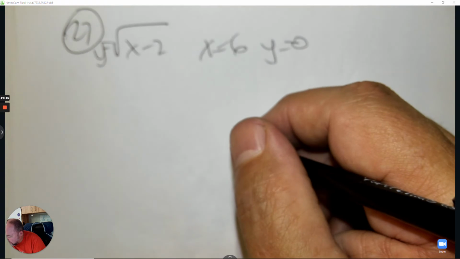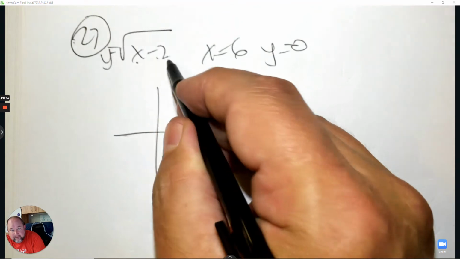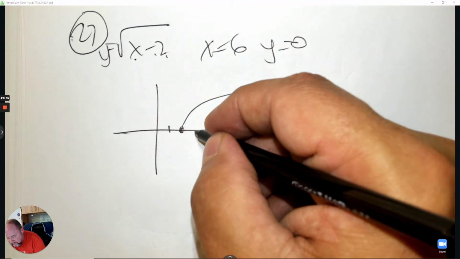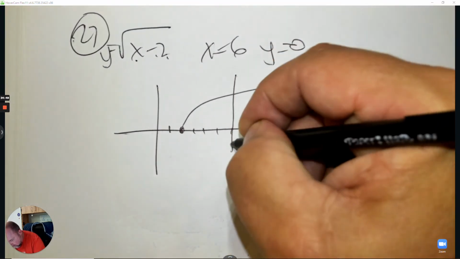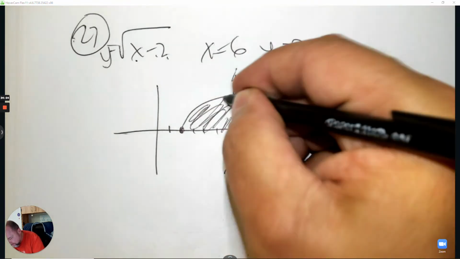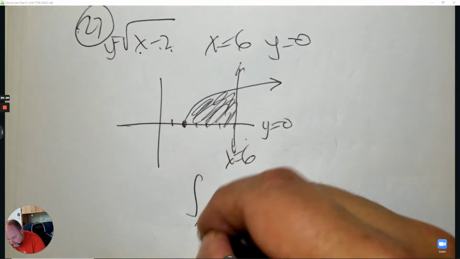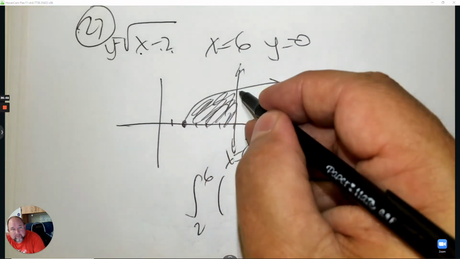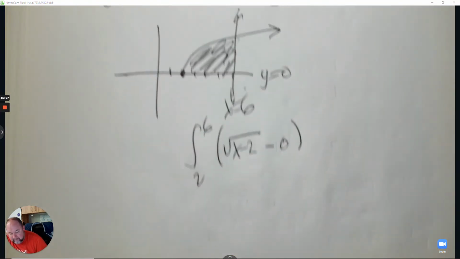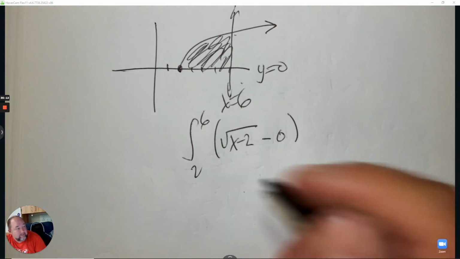It's to sketch the region bounded by that and find the area of it. So x minus 2 means it's been shifted 2 to the right, and then it's the square root. X equals 6, so that's 3, 4, 5, 6. And then y equals 0. So this is the area. So this is an integration question that goes from 2 to 6. The top. Subtract the bottom, which is 0, and there's the setup. And then find the area of that.